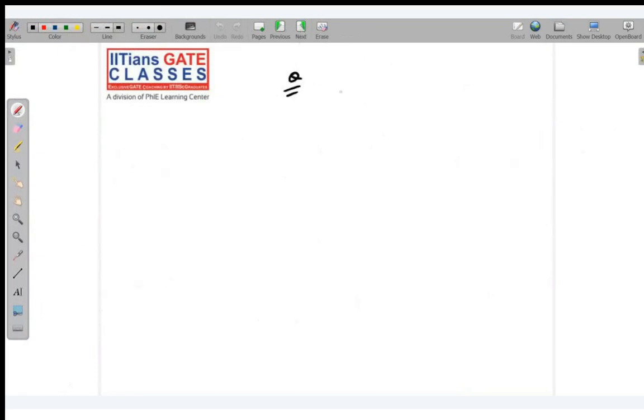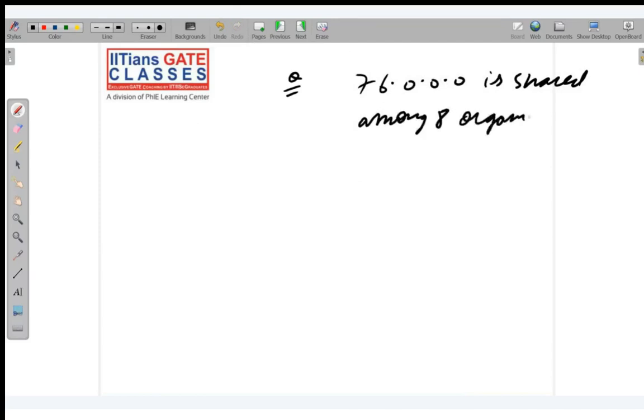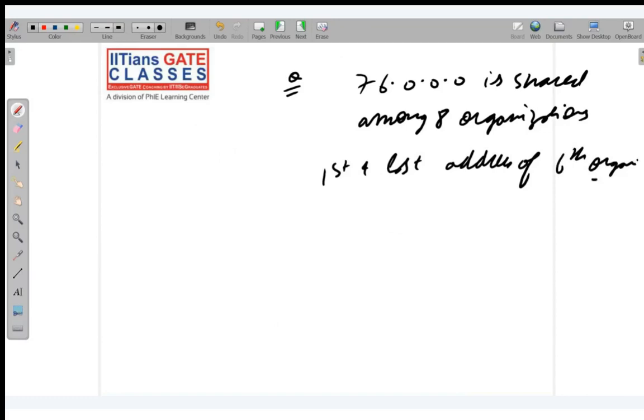Yes, sir. So now we are doing a question. We have a class A block. Rather, they will not say that also. They will simply say a block having starting address 76.0.0.0 is shared among 8 organizations. Find the first and last address of, say, the sixth organization.